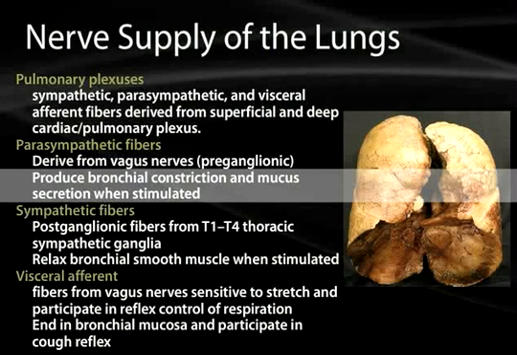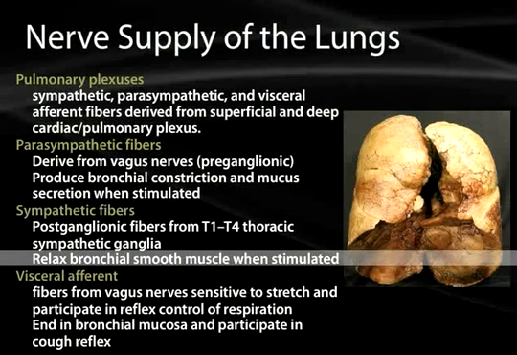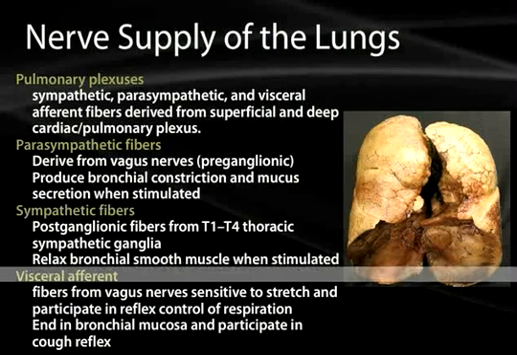Remember, the parasympathetics are arresting, so they're going to produce bronchial constriction and mucus secretion, whereas the sympathetics are a system that revs you up, so they're going to relax the bronchial smooth muscle to allow a larger diameter tube of air for any fight or flight responses that are needed.